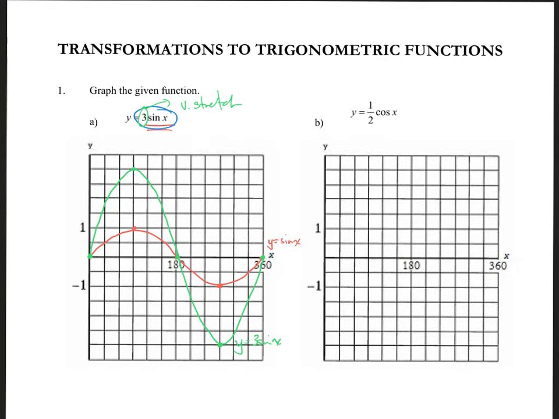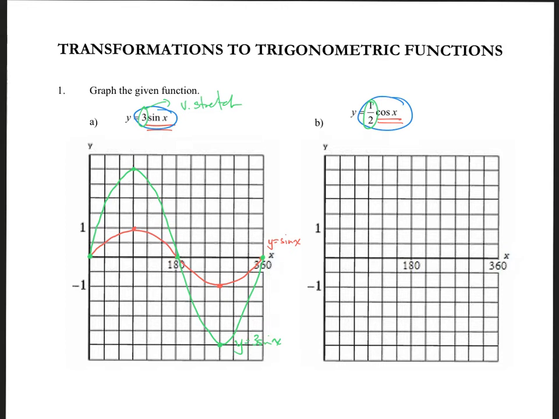What I'd like you to do on B is to tackle both graphs at the same time. Let's put on a quick sketch of what our base cos curve looks like. And then let's go ahead and put on what the whole graph looks like, focusing on the effect of multiplying by 1/2 on the outside of the function. So let's pause the video now, give it a shot. Okay, we should be back.